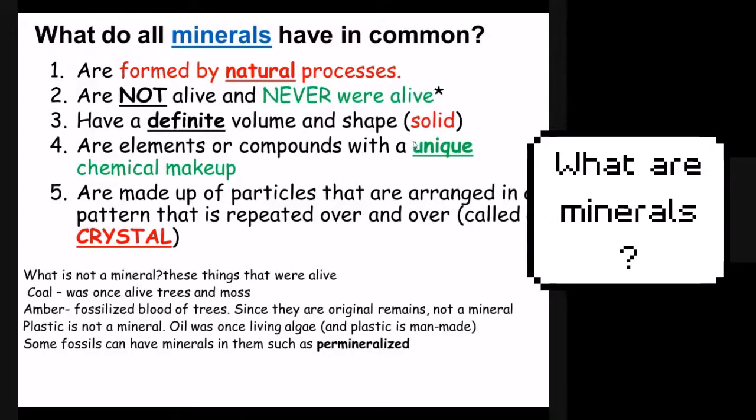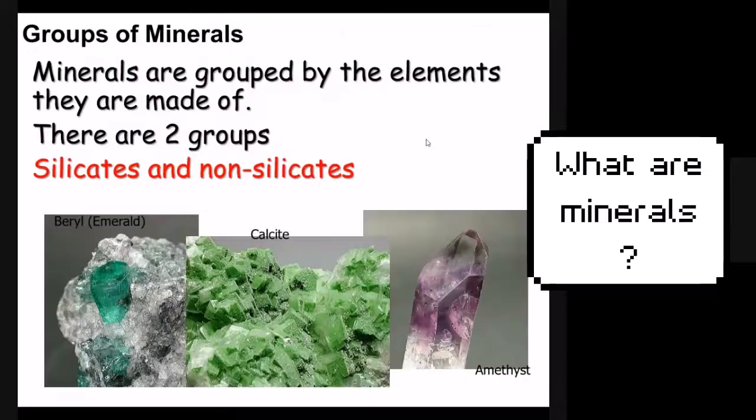Some things that you might think of as minerals that are not are coal, because coal used to be alive. Amber used to be part of a tree. Plastic is made by humans, so it's not formed by a natural process. Water, at least ice, is a mineral, but liquid water is not.